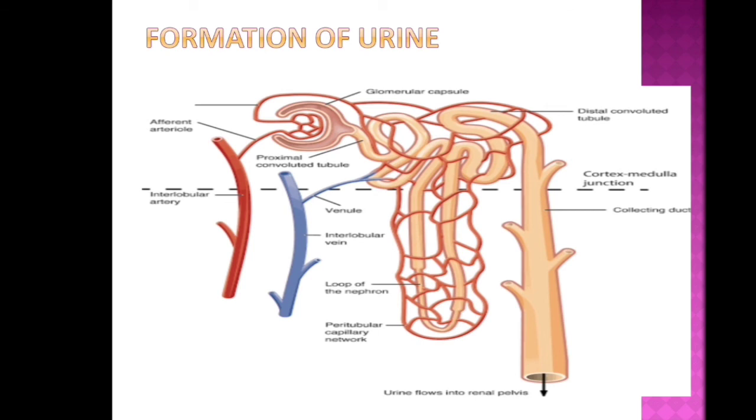Now this urine is carried by the nephron into the collecting duct of the kidney, from where it is carried to the ureter, and then from the ureter the urine passes into the urinary bladder. The urine is stored in the bladder for some time, and ultimately it is passed out of the body through the urethra. So this is the whole process which is involved in the formation of the urine.